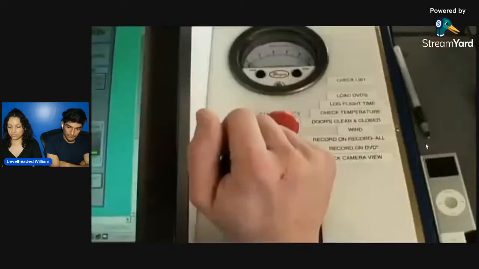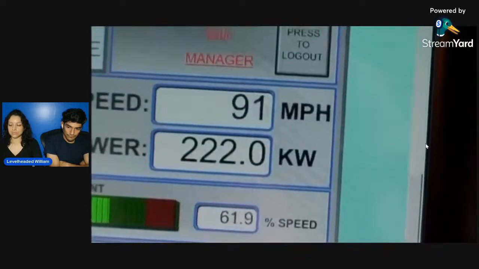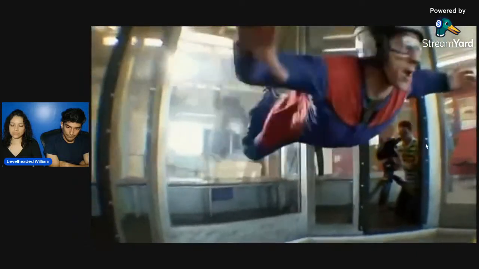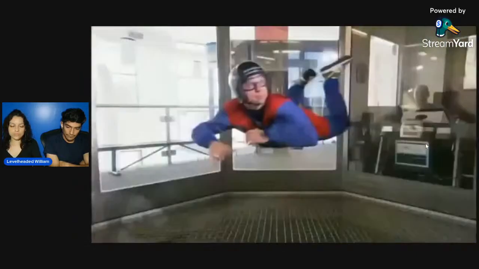Now, if I want to go higher or lower, they can vary the wind speed by adjusting the fan power. It can do just over about 160 miles an hour. Is that like hurricane speed? I mean, pretty much. Category 5? When you're flying, it's about the same.